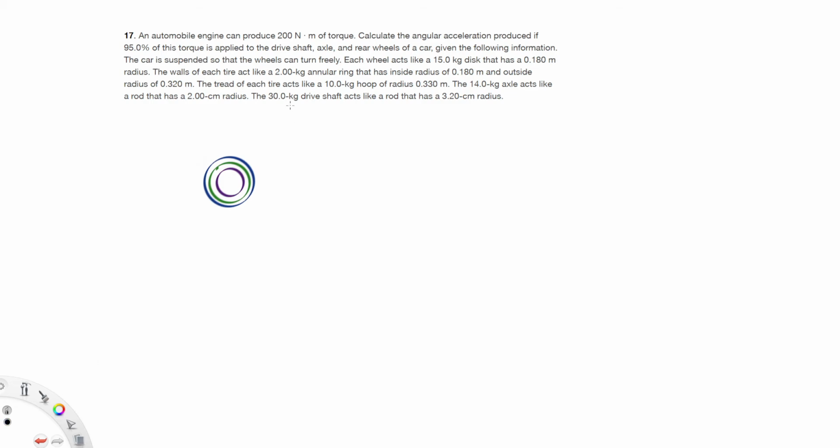And then we also have the axle, which we're just going to treat like a cylinder, basically. And then we also have a drive shaft. Okay, so we label these. This is the axle. This is the drive shaft. And this, maybe we call this the compound wheel.